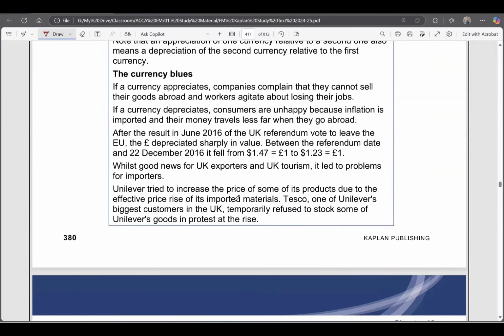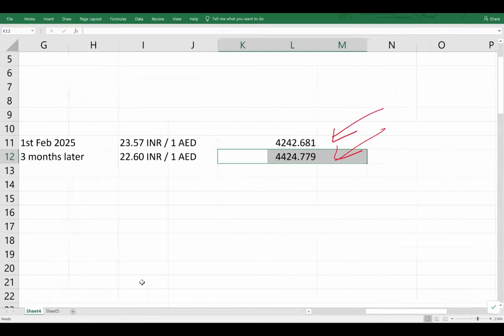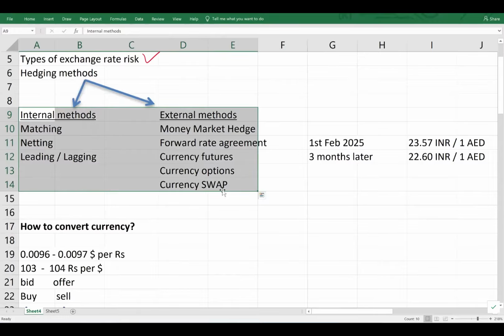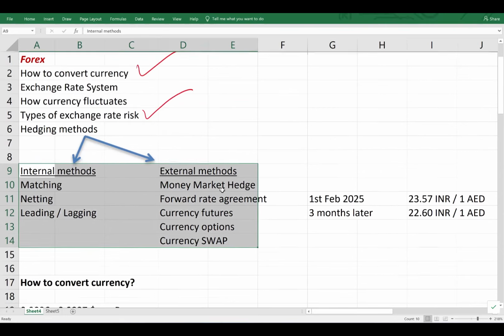Hedge. Yeah, I'm coming to. There are a lot of hedging methods. Let me show you. These are the hedging methods we discussed today. We have internal hedging methods available and we have external hedging methods available. That is the topic for today, but let me first discuss the fundamental points here.